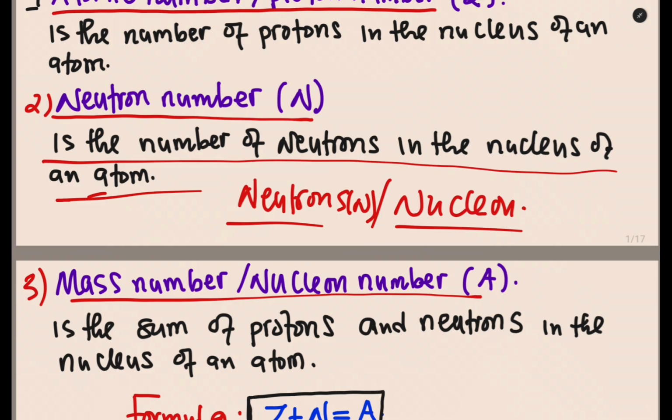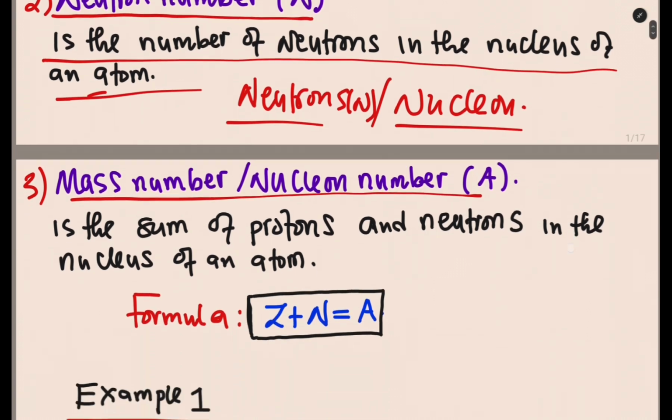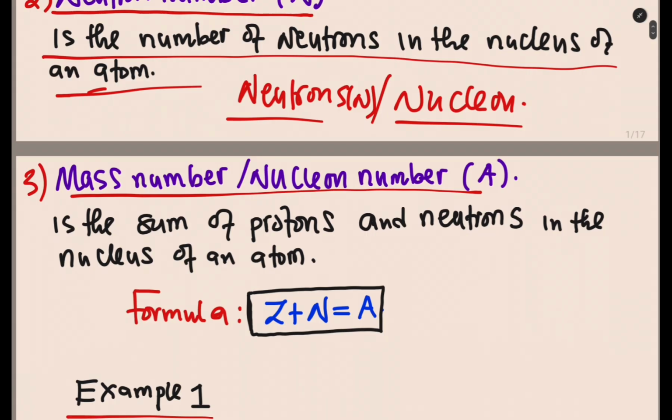Of course, in the recent past papers, you should be able to find these questions, all right? So, mass number is just a sum of protons and neutrons in the nucleus of an atom, okay? The sum of protons and neutrons. Which means when you add protons and neutrons, it gives you the mass number.